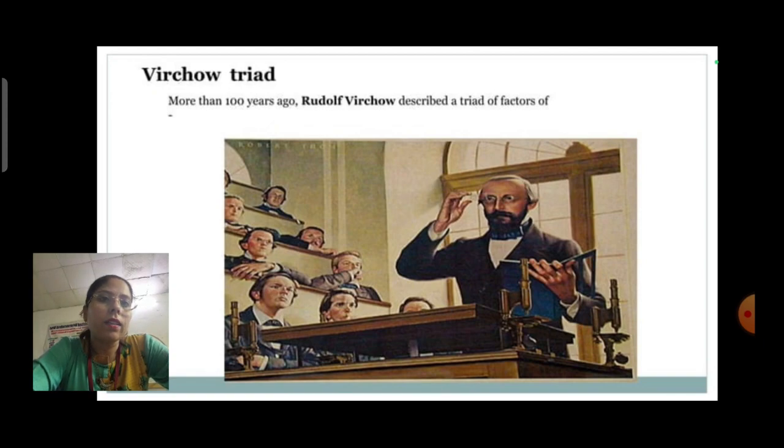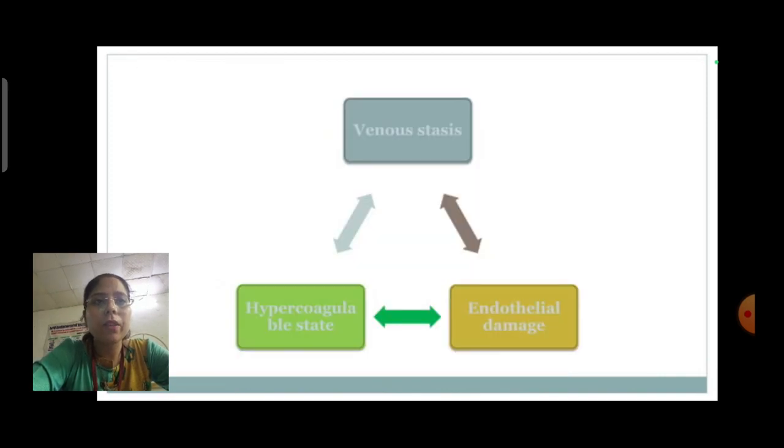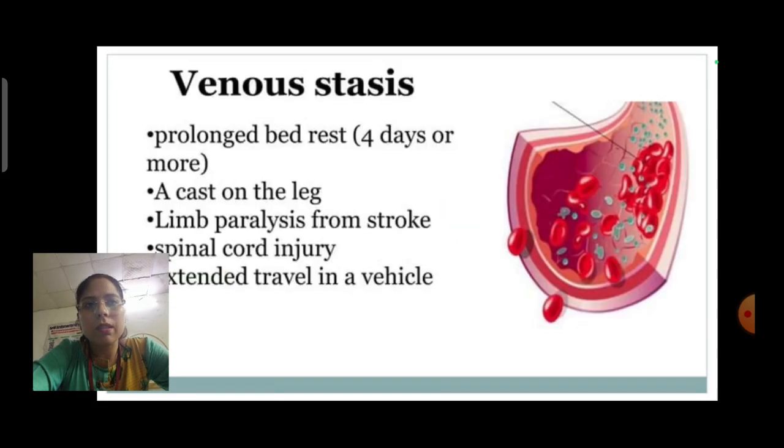Virchow's triad is the very basic of deep vein thrombosis and very important. More than 100 years ago, Rudolf Virchow described the triad of factors of DVT, which contains venous stasis, endothelial damage and hypercoagulable state. They all make a vicious cycle. One cannot escape from this cycle.